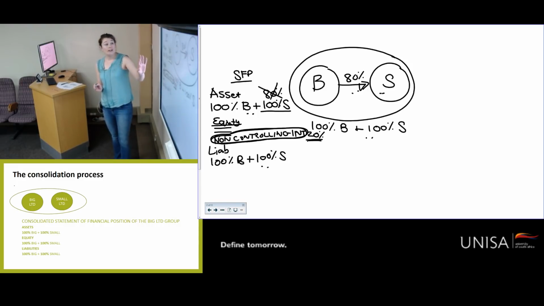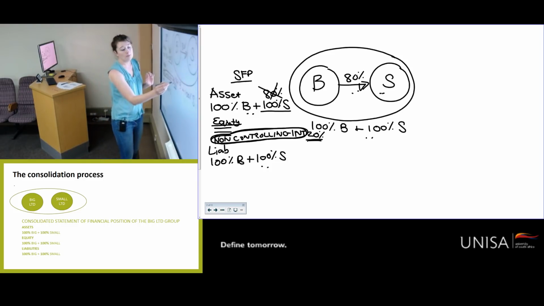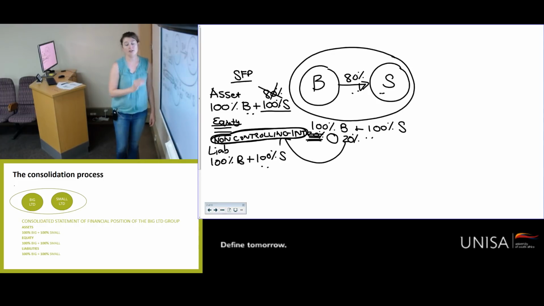If Big Limited did indeed own 100% of Small, my non-controlling interests here would simply be 0. But because the non-controlling interests actually own 20%, 20% of Small's equity needs to go under the non-controlling interest line item in the statement of financial position.